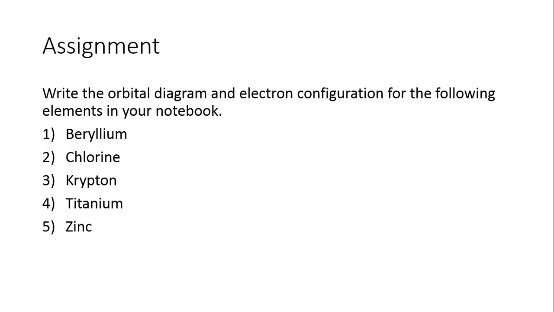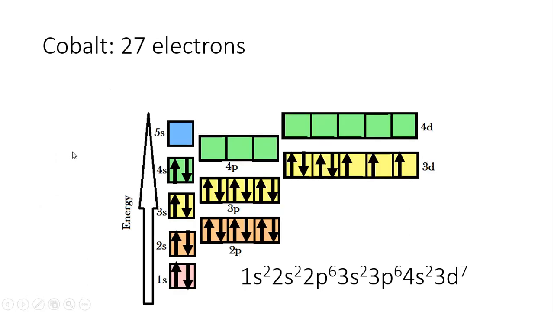So your assignment is to write the orbital diagram and electron configuration for the following elements in your notebook. Okay, so you're going to do all 5 of these elements. Now, with orbital diagrams, you can write all of these horizontally. So you could put 1s here, 2s here, 2p, then 3s, then 3p, 4s, and 3d going horizontally. Or you can show the difference in energy. That's really up to you. Both are correct orbital diagrams.